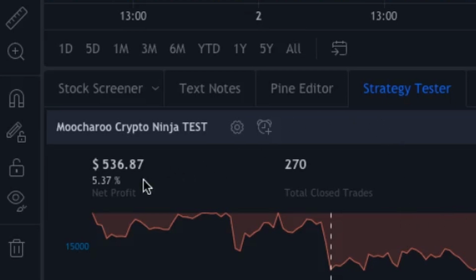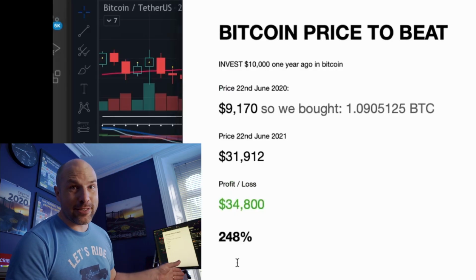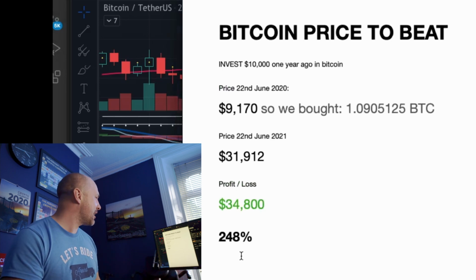5% net profit for Mr. Potato strategy, not particularly great, especially when you think that we should be making 248% right there. So, okay, it's 248% over the year, but Mr. Potato only 5. So what we are wanting to do is take a look at some of those other strategies as well, and this is how you can do it yourself.